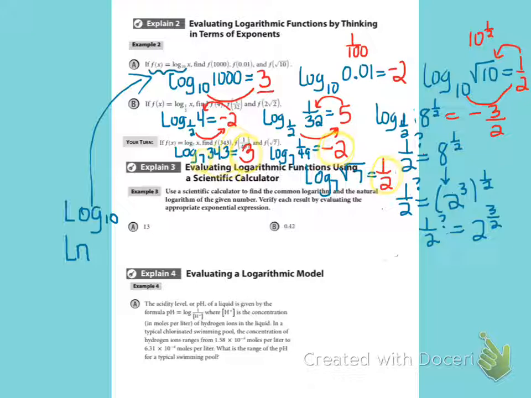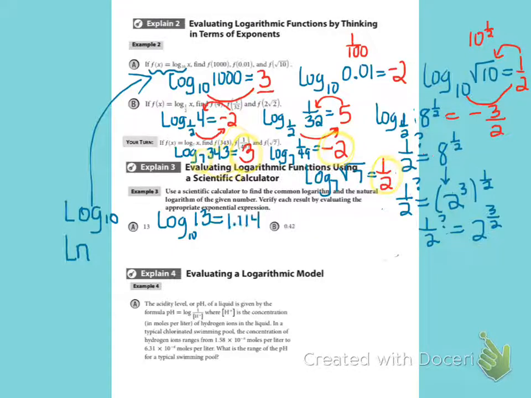The directions for this example say use the scientific calculator to find the common logarithm and the natural logarithm of the given number, and verify each result by evaluating the appropriate exponential expressions. So for example, if I did log 13, it's like saying log base 10 of 13 is, and I'm going to type that in my calculator. So I got approximately 1.114.